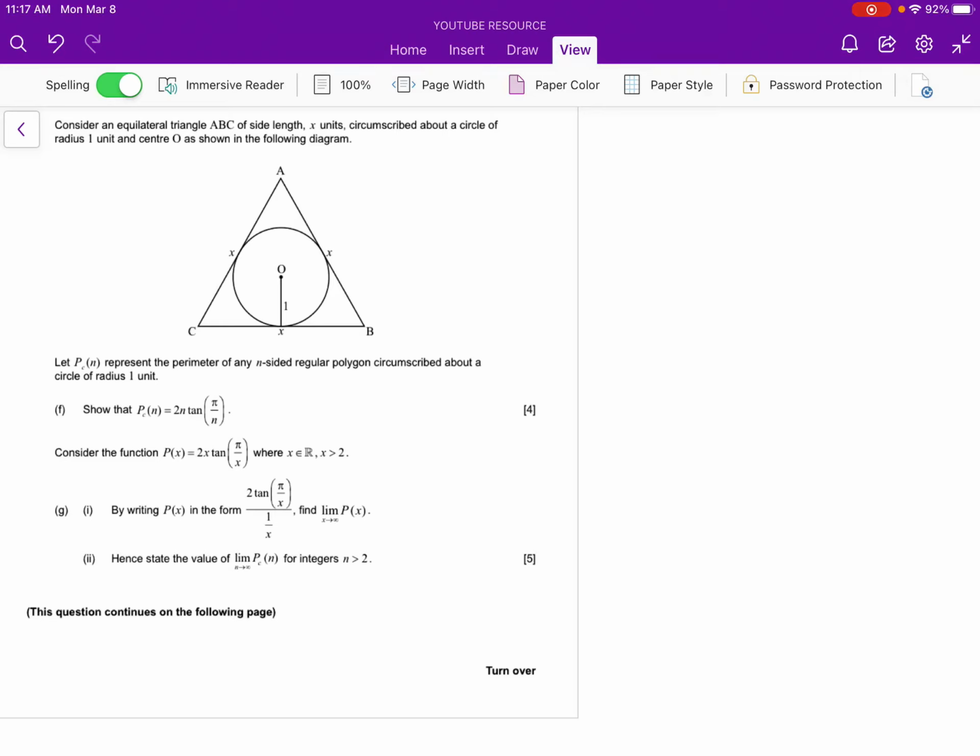Now we have to consider a circle inscribed in an equilateral triangle of length x, and part F says show that P(n) represents the perimeter of an n-sided regular polygon circumscribed about a circle of radius 1 unit. And we have to show that the perimeter of the n-sided polygon is given by 2n tan(pi/n).